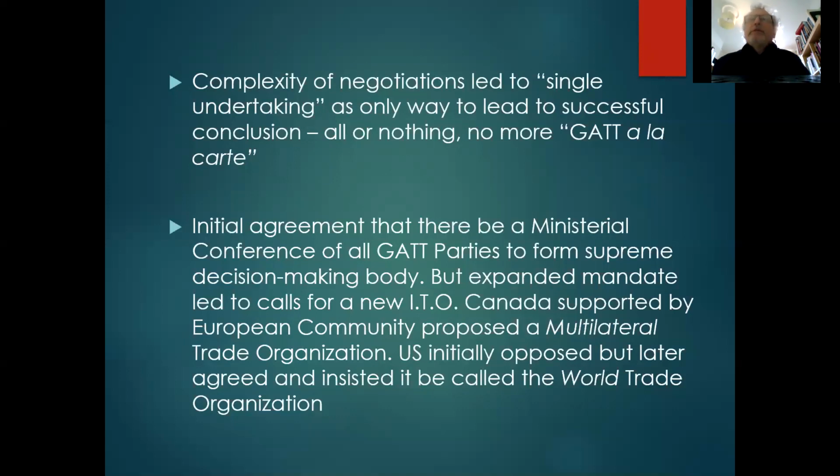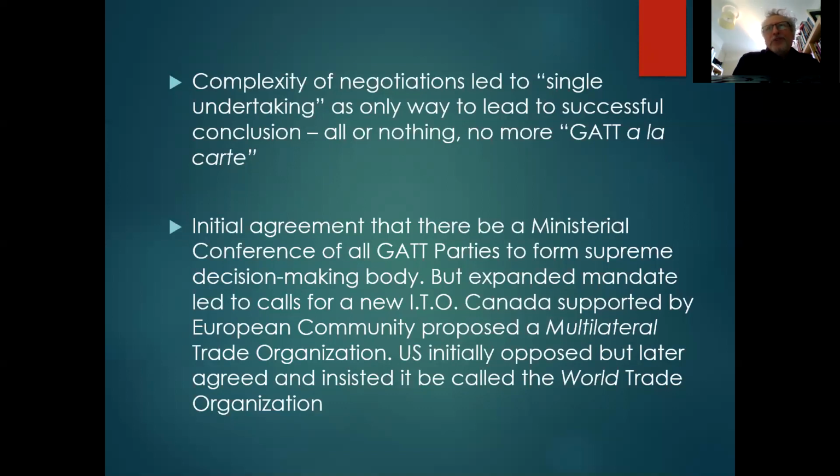I know what I mean by a single undertaking. Basically, you agree to everything or you agree to nothing. There's no a la carte. You can't pick and choose what you want, right? If you want an agreement on trading goods, then you must accept a services agreement or intellectual property. You must accept an agreement on agriculture, even if you don't really like it very much.